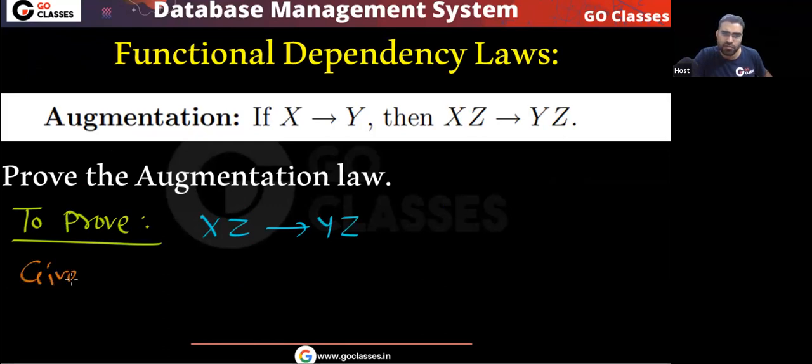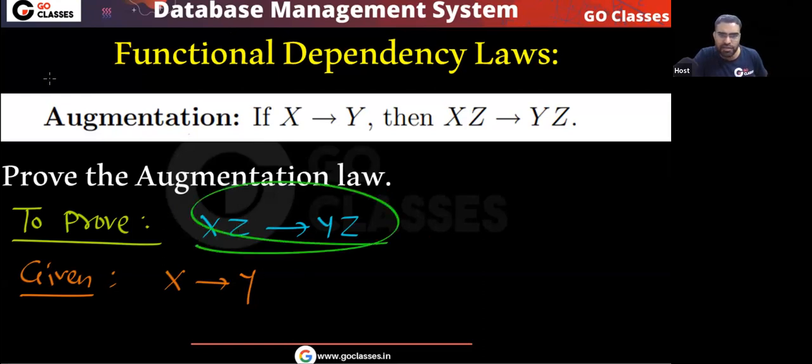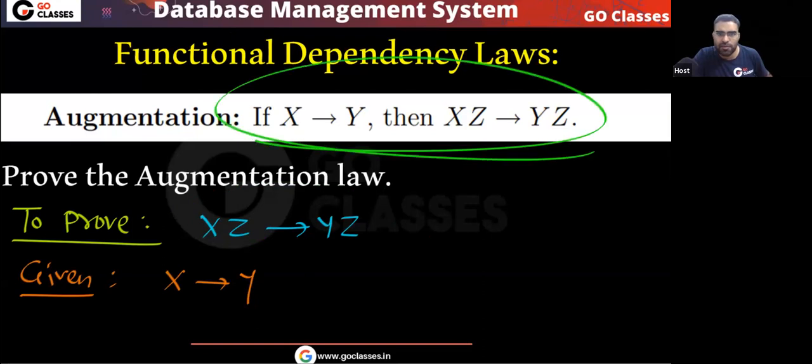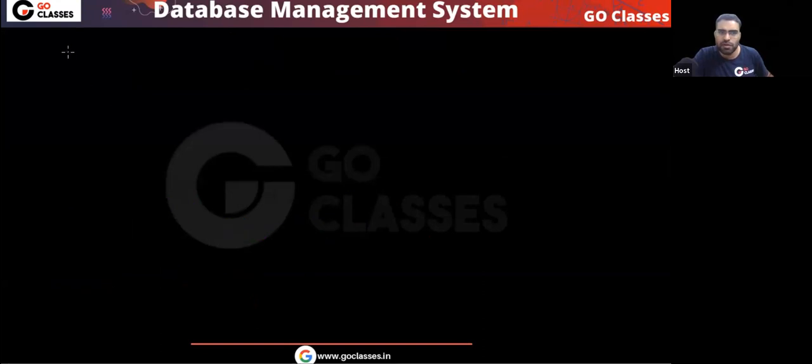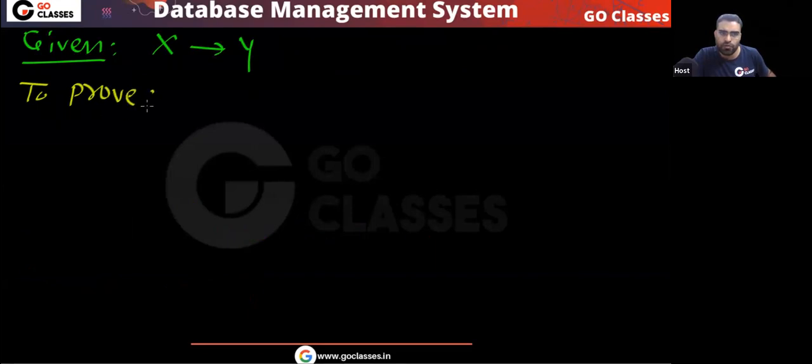And what is given? It is given that x determines y. This is given, and we need to prove that xz determines yz. So let's try to create a violation for this. If we can create a violation, then this statement will be false. If I can never create a violation, then this statement will be true. Is this clear? X determines y is already given to you, and we need to prove that xz determines yz.